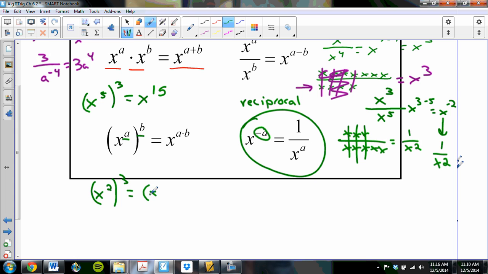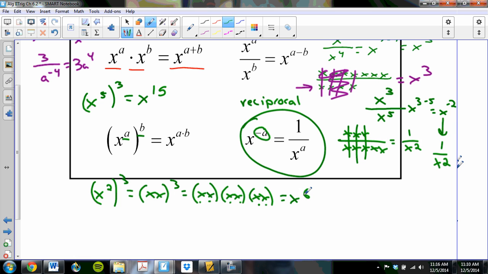Well, x squared means x times x. If I'm doing x squared to the 3rd, that means I'm doing that 3 times. There's really 1, 2, 3, 4, 5, 6 x's. X to the 6th. So you multiply those powers. The power of a power becomes multiply.